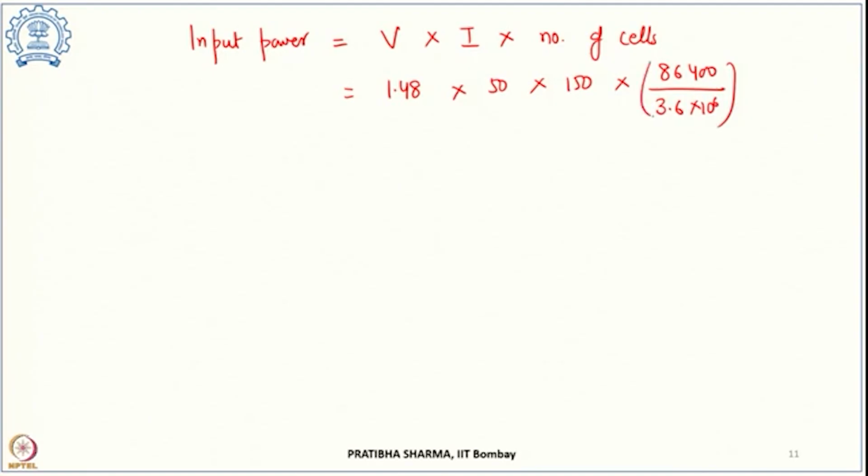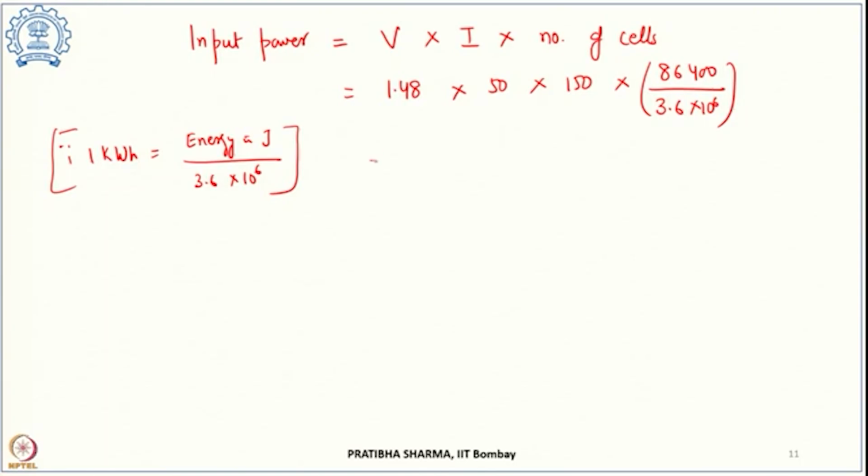The reason for including this is that we have to convert it into kilowatt hour per day. Now, 1 kilowatt hour is equivalent to the energy in joules divided by 3.6 into 10 raised to power 6. So, that is the conversion which is required, to convert it into kilowatt hour per day.